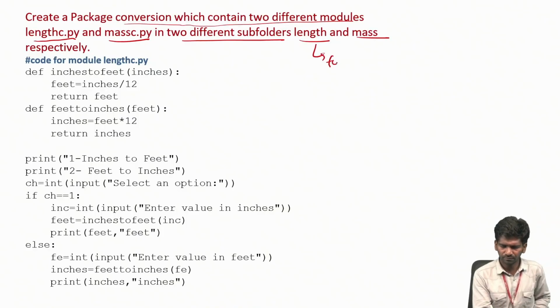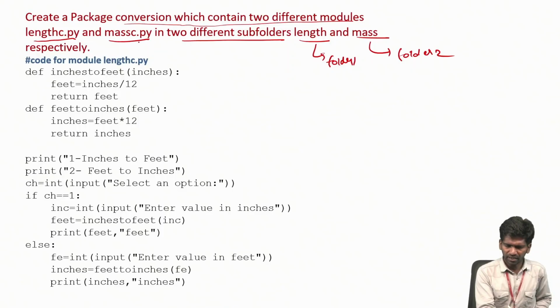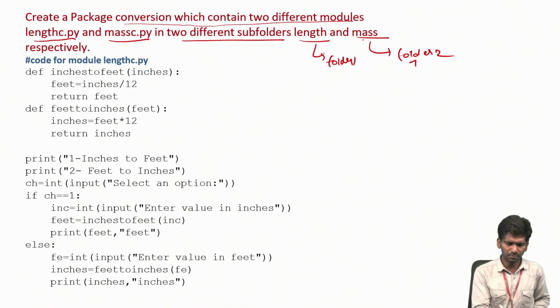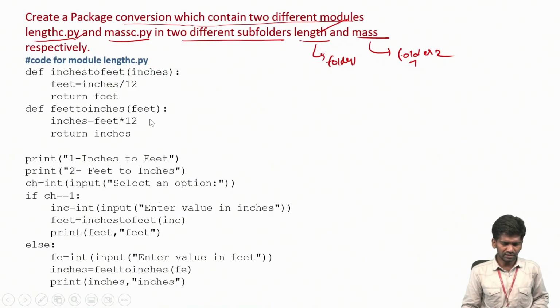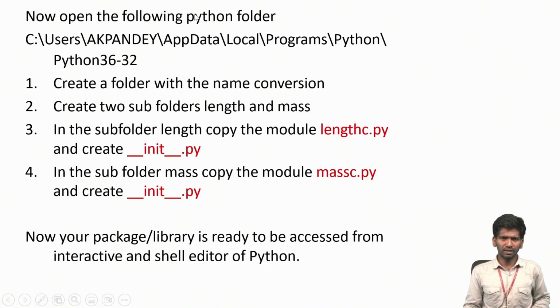This is folder 1. Folder 1 name is length. Folder 2 name is mass. So I am adding mass C in the mass folder and length C in the length folder. Length C consists of this code, which is capable of converting from one length to another length. In the mass C file, you can see I have this code for converting kgs to tons and tons to kgs. These are the steps.